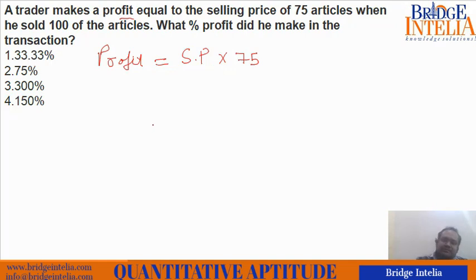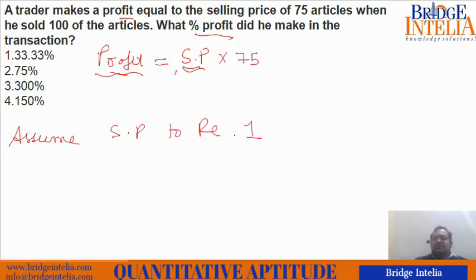Fine. What can you do? See, you have to calculate the profit percentage. To calculate the profit percentage, you have to understand what profit is equal to. To understand what profit is equal to, we have to know what selling price is equal to, because profit is expressed in terms of selling price. So you can assume selling price of one object to be equal to rupees 1.